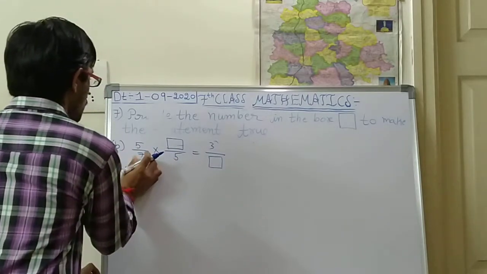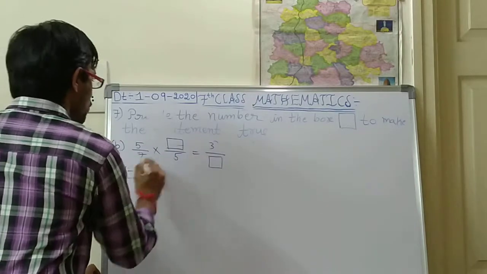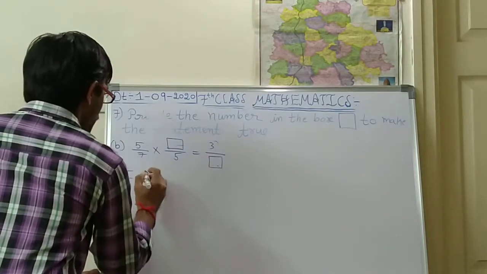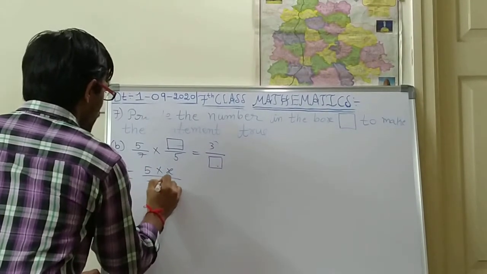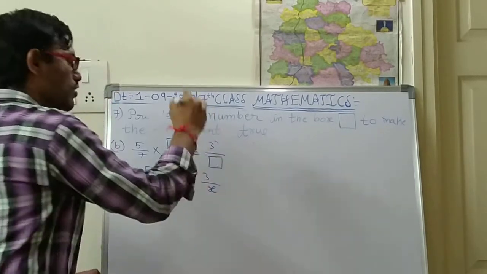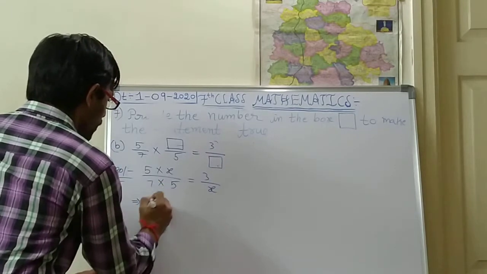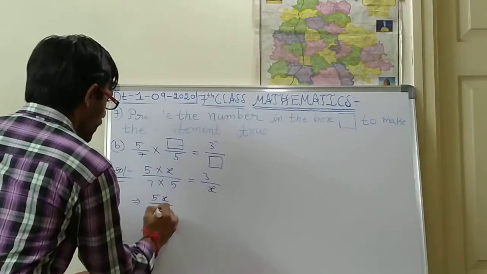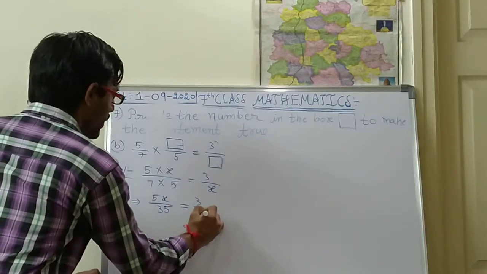First, 5 by 7 is there, so we should change it to that side. Let this be x. First, 5 into x by 7 into 5 is equal to 3 by x. This is also x. So next, 7 into 5 is 35, numerator 5 into x, 5x. So 5x by 35 is equal to 3 by x.